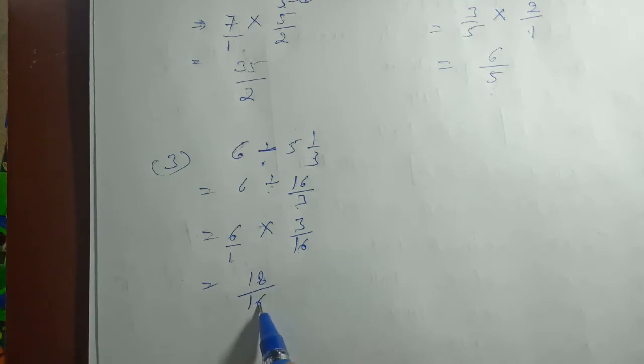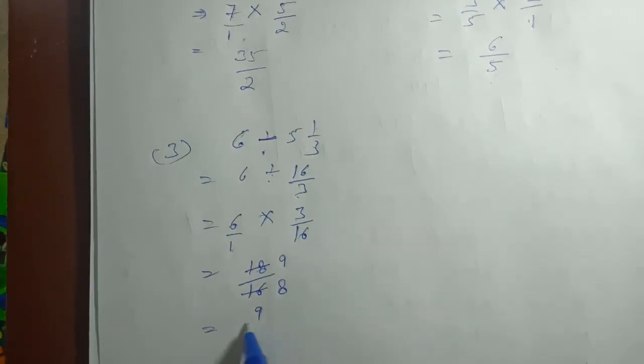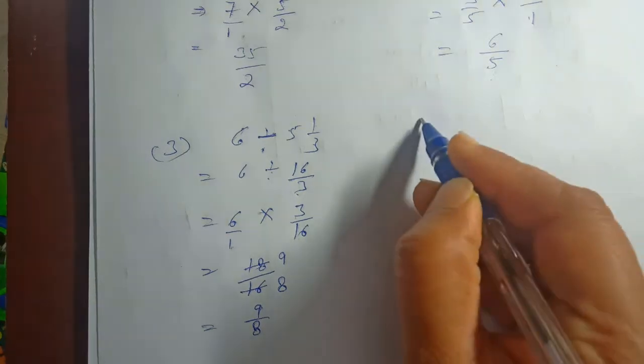Find out the table by which numerator and denominator can be cancelled. So if we identify, 18 comes in the table of 2 and 16 also comes in the table of 2. So we can try it out. 2 9s are 18, 2 8s are 16. Now further they cannot be divided by any of the tables, so 9 upon 8 is the answer.